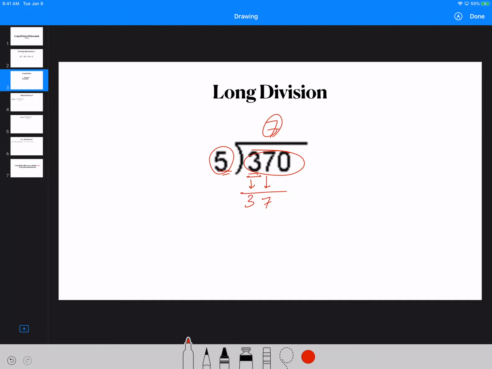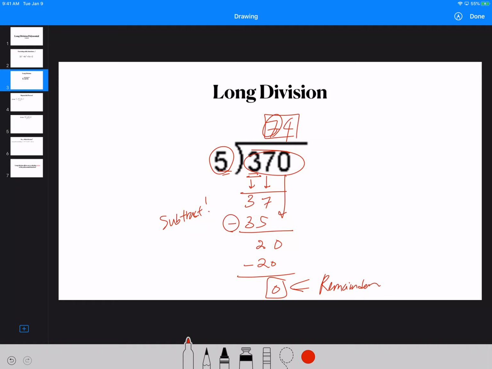So you write that up here. So you write 35 and you always subtract. I hope everyone remembers that. 37 minus 35 is 2. Bring down the 0, and 5 goes into 20 4 times. So we get minus 20, which gives our remainder to be 0.